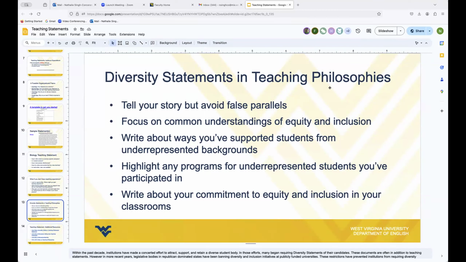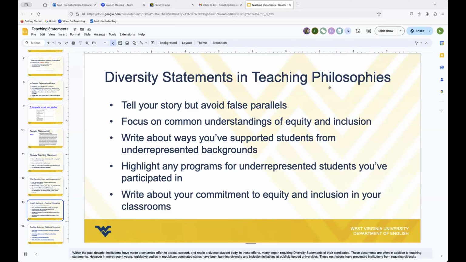So if you happen to be somebody from a minoritized community, or you come from a marginalized background, you should certainly and absolutely tell your story. But in telling your story, you should also avoid false parallels and saying that your experience is the same as others' experiences. You should also focus on common understandings of equity and inclusion. And by common understanding, I just mean how we're talking about it in academia at the institution.